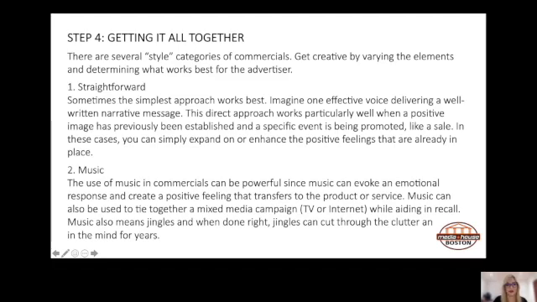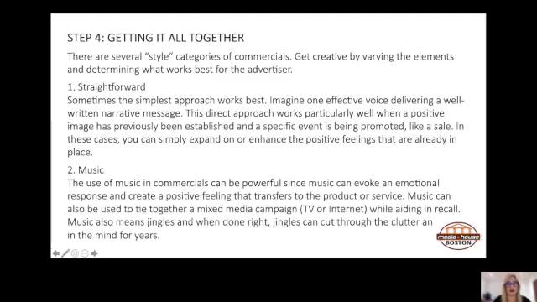The first one there is the straightforward one. So sometimes the simplest approach works best. Imagine one effective voice delivering a well-written narrative message. This direct approach works particularly well when a positive image has previously been established and a specific event is being promoted, like a sale. In these kinds of cases, you can simply expand on or enhance the positive feelings that have already been put in place. Okay, so you don't have to do something brand new. You can simply go with what has been done.